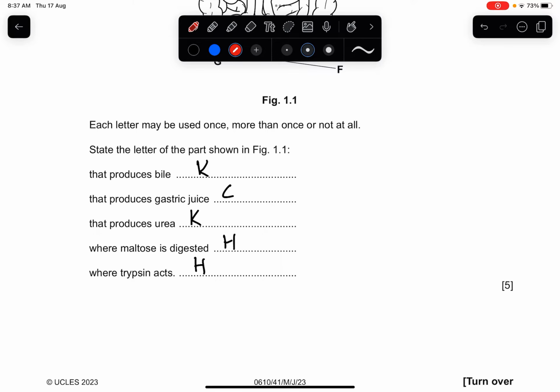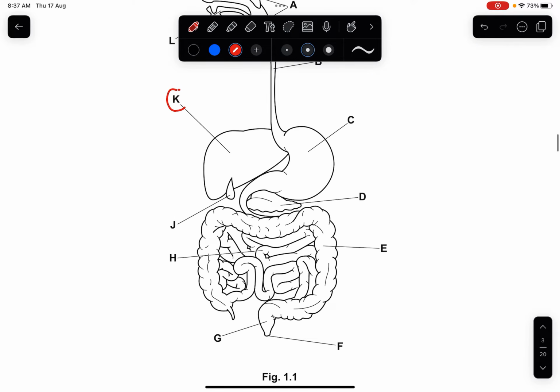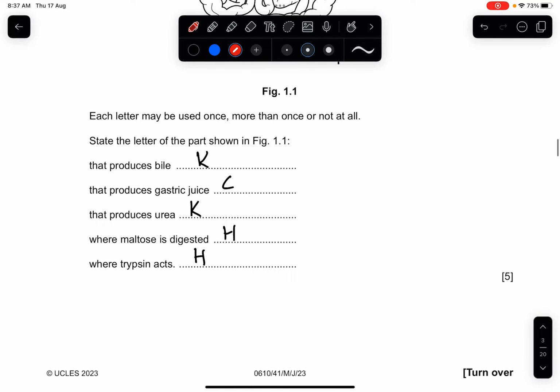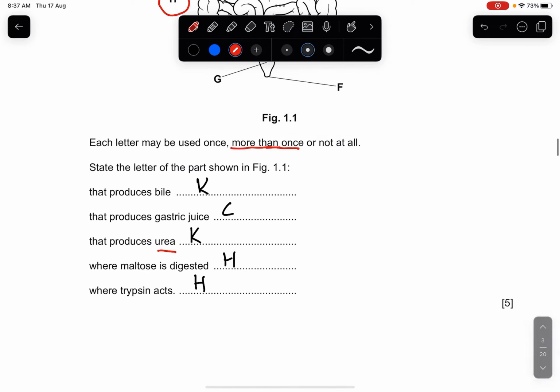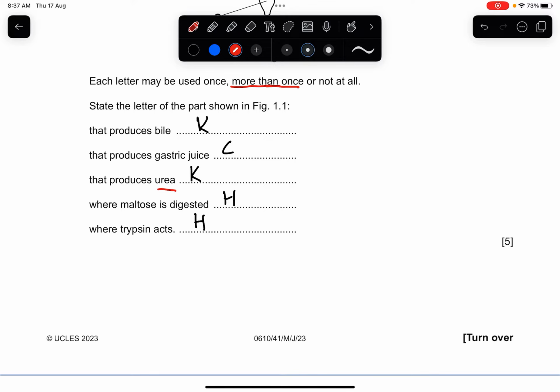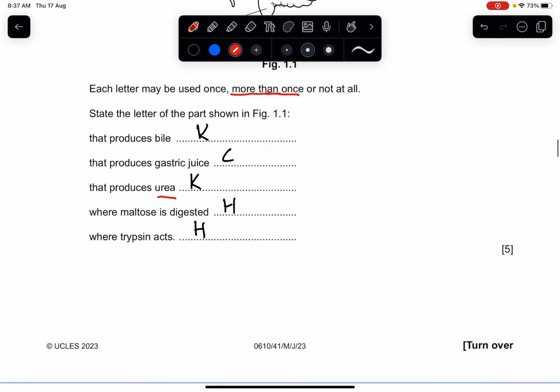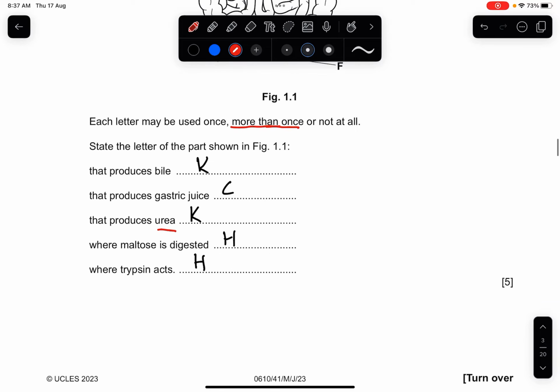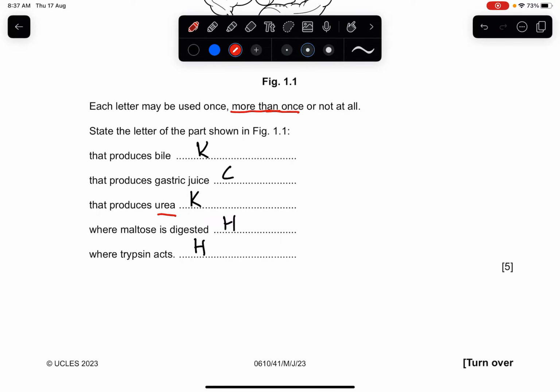And which organ produces gastric juice? That's the stomach, which is C. And what produces urea would be the liver again, which is K. I'll be using it again because it says it can be used more than once. Where maltose is digested is at the lining of the epithelium, which is located in the small intestine, and this is located in H. And where trypsin acts is in the duodenum or the ileum, which is also located in the small intestine. So the answer is H again. So your answer should be K, C, K, H, H. One mark for each, out of the 5.